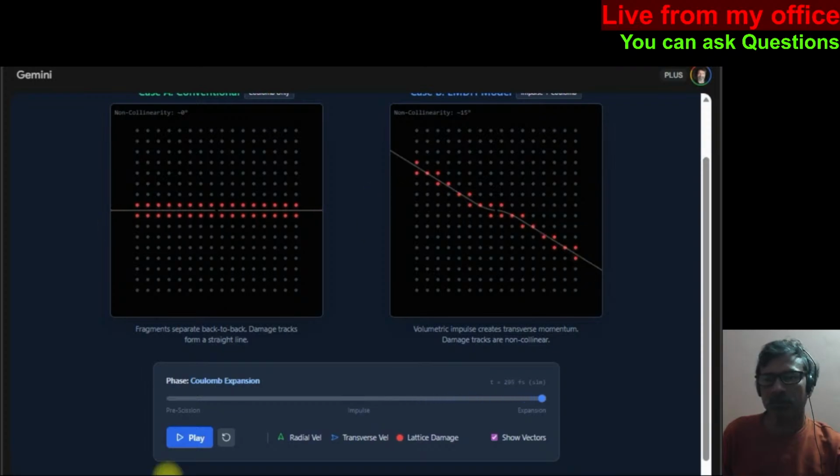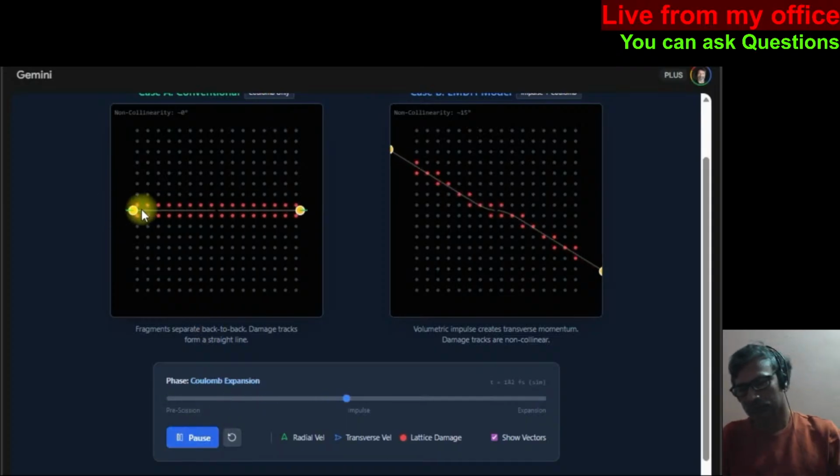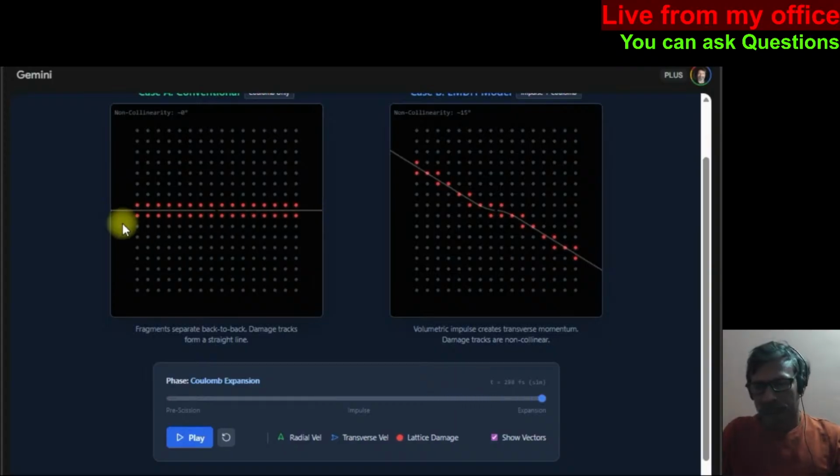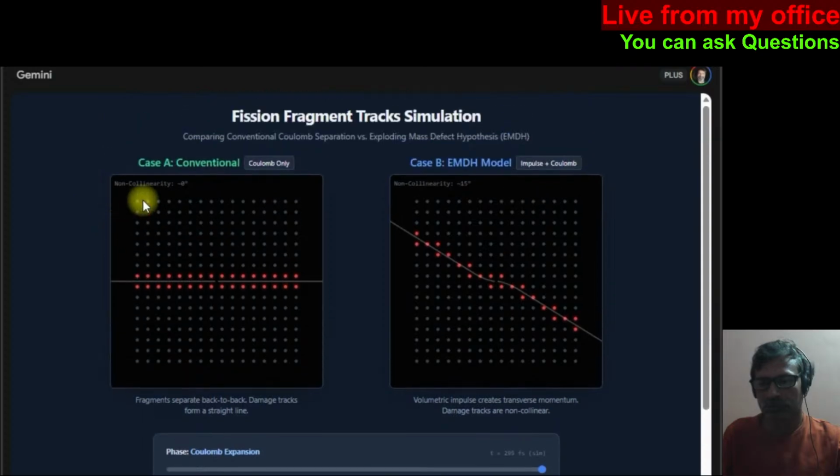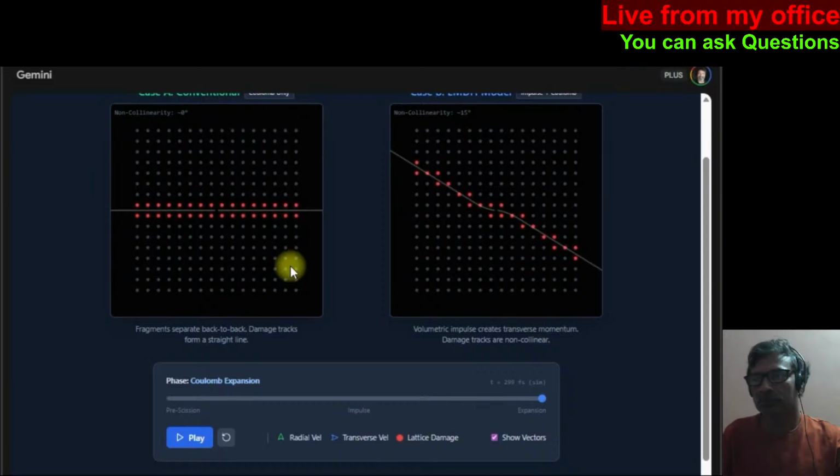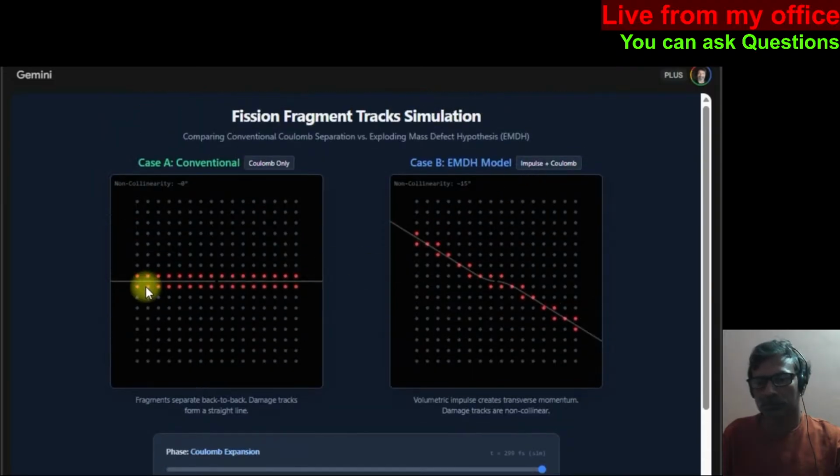EMDH reinterpretation. Energy is released on timescales shorter than thermal equilibration. The impulsive pressure energy release associated with mass defect expansion generates transient local temperatures exceeding the melting point, followed by rapid quenching that leaves resolidified microstructural signatures. 5. Excess defect density and amorphization. Conventional framework. Defect production is estimated using displacement per atom models derived from collision cascades. Observed defect densities and amorphous regions often exceed these predictions, necessitating empirical correction factors.